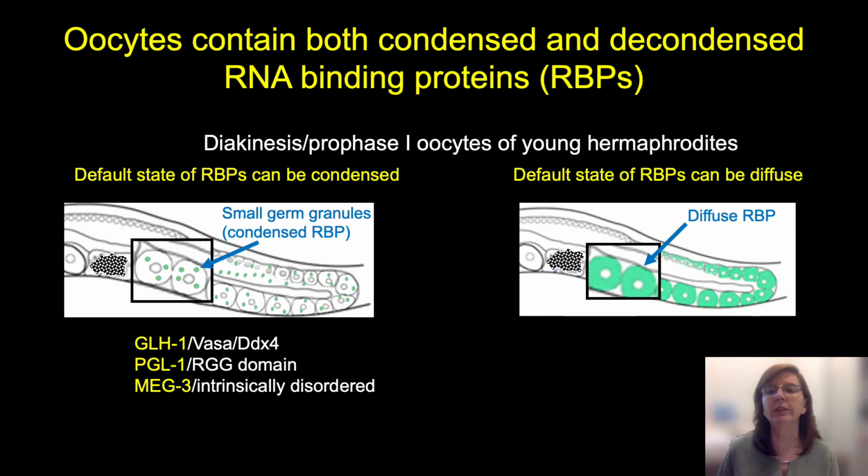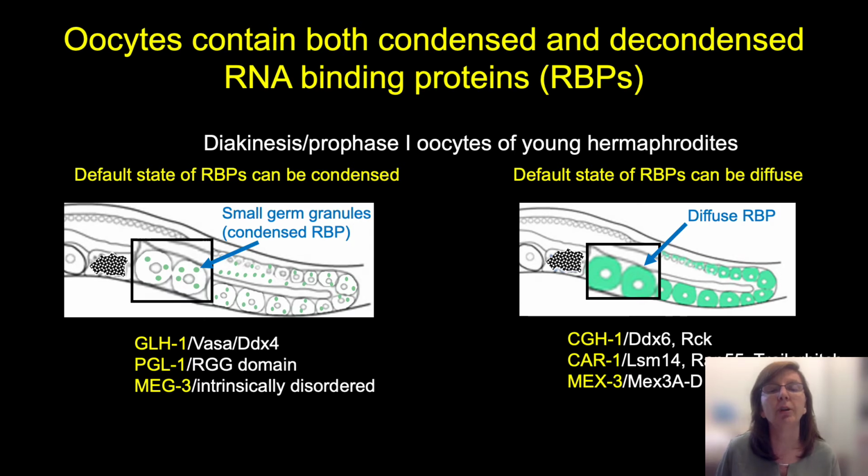On the right, you can see the default state of other RBPs is mostly diffuse throughout the cytosol, and proteins that have this localization pattern include CGH1, homolog of DDX6 or RCK, CAR1, which is a homolog of LSM14 or RAP55, and MEX3, which has homologs called MEX3.